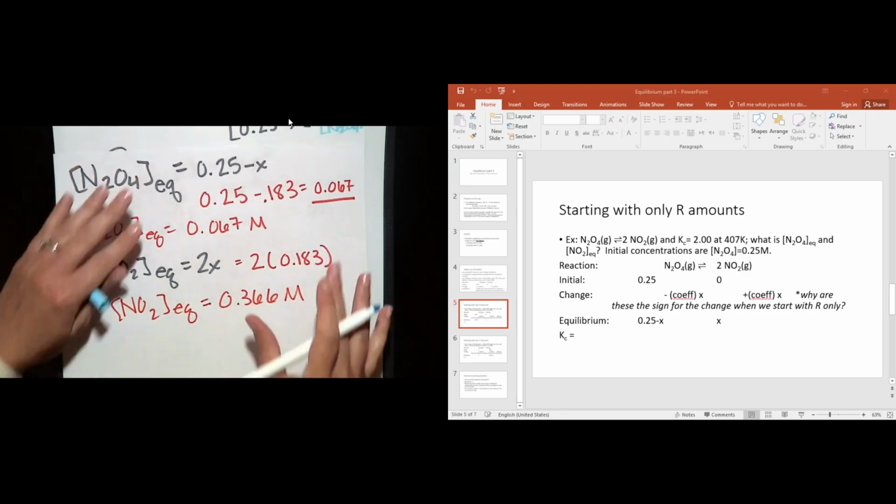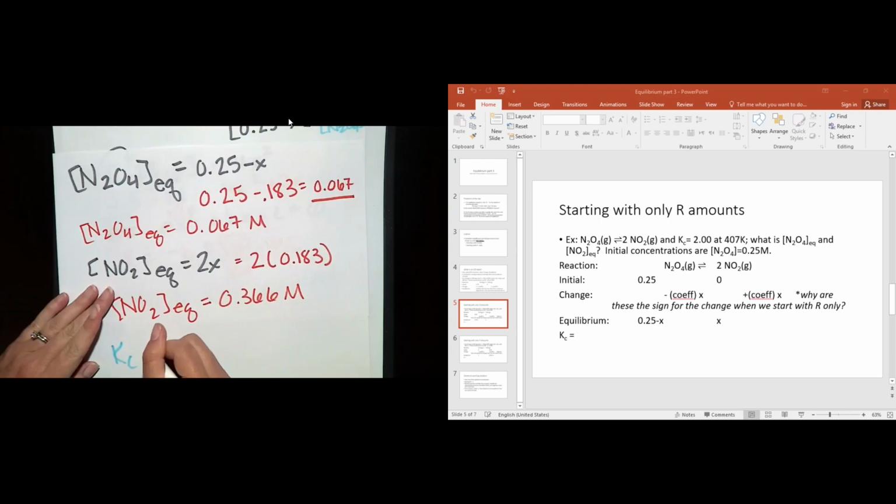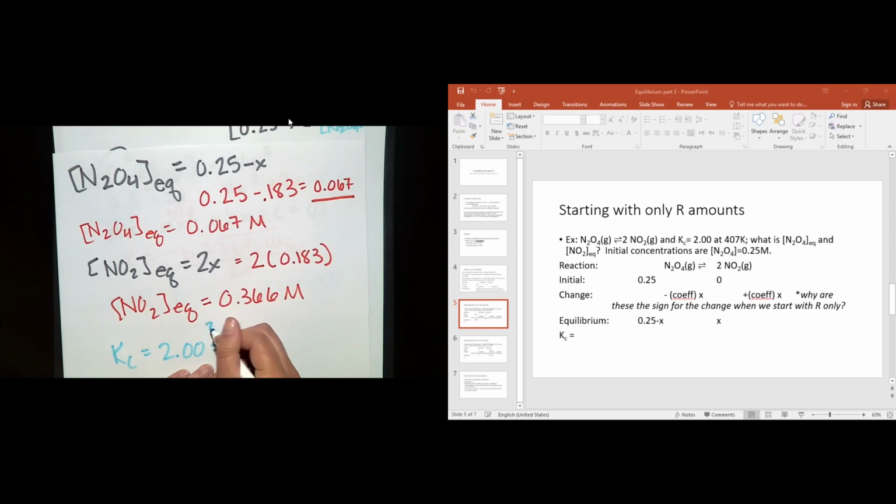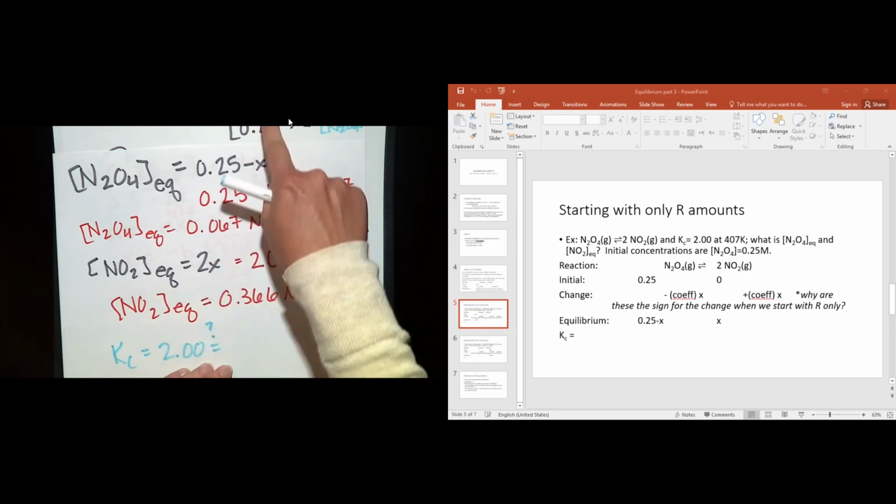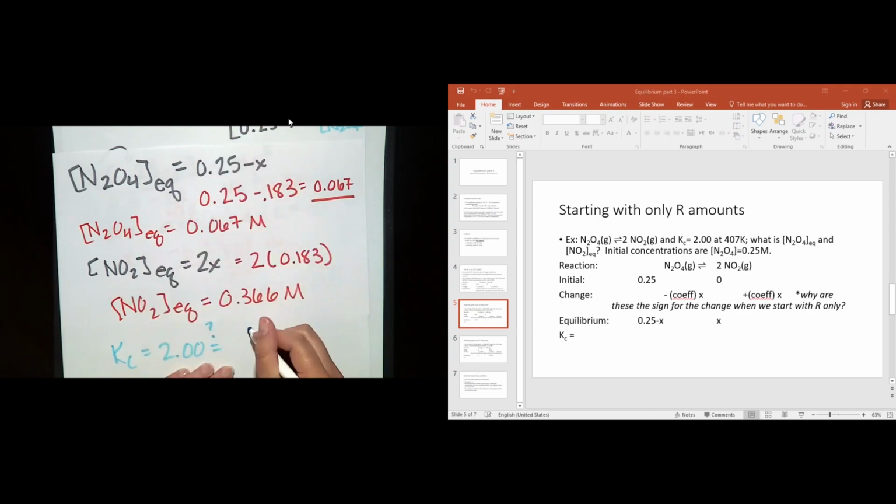Okay, so I'm going to write Kc equals 2. That's what I need to prove. I can put a little question mark there. And then I have to look. The top term is NO2, which is 0.366 entire quantity squared. On the denominator, I have what I solved for earlier, which is 0.067. That's the equilibrium concentration of my reactant, the dinitrogen tetraoxide.